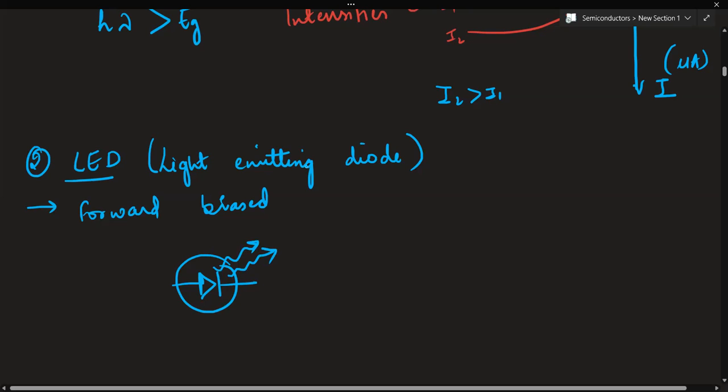So what is the difference from a photodiode? In the case of a photodiode, it was the receptor of light. Now this is emitting out light.